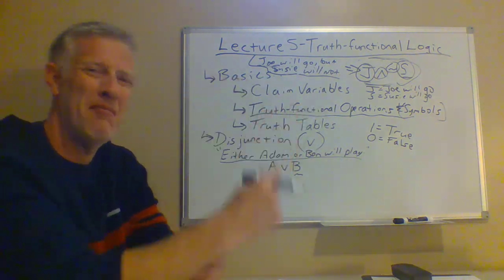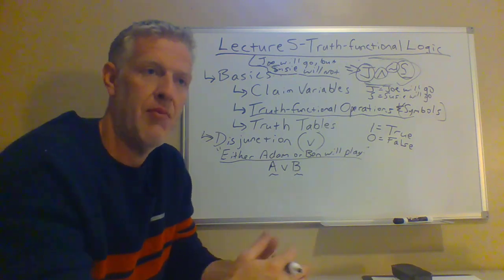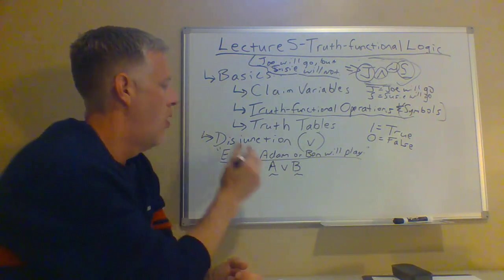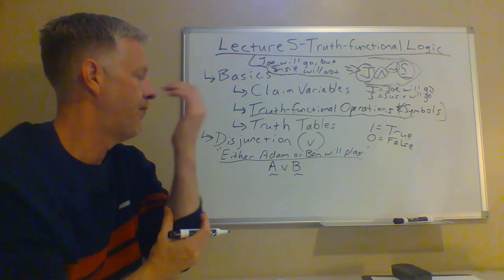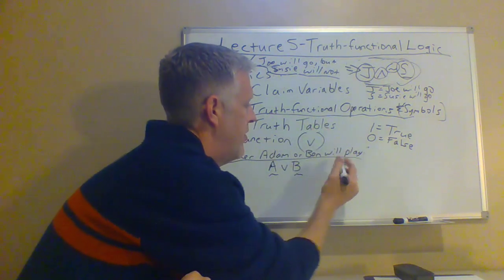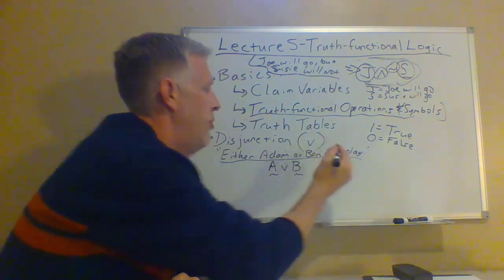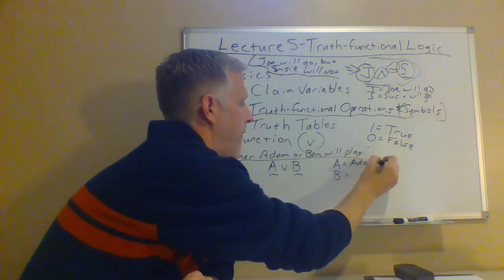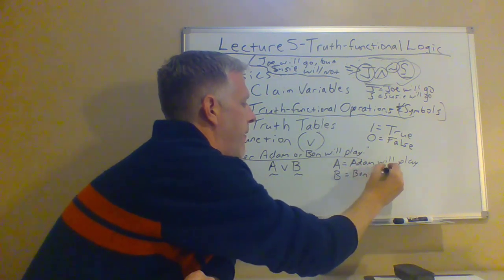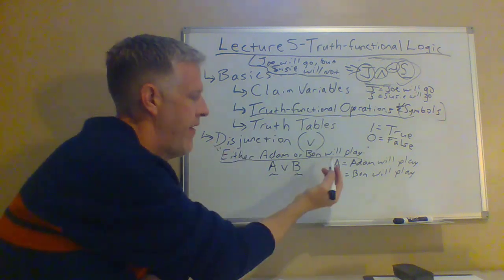So it's not as much of a commitment, you might think, on the part of the person saying this as the person that's committed to a conjunction, right? They're saying both will be the case. Here, this person's just saying one or the other will be the case, perhaps both. So what are the basic claims? We'll have two basic claim variables, A and B. The basic claims are Adam will play, and then Ben will play. Okay, so we have two basic claim variables.